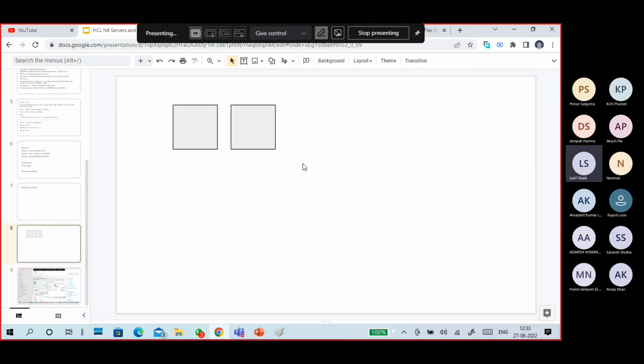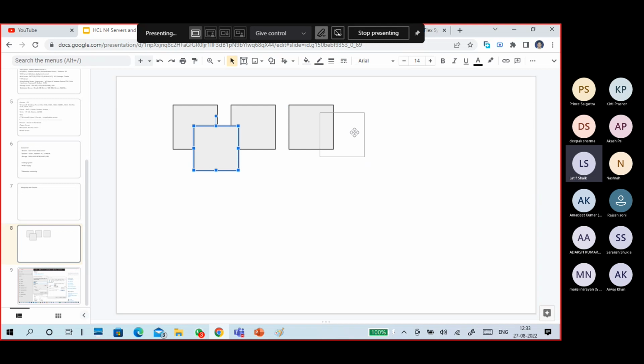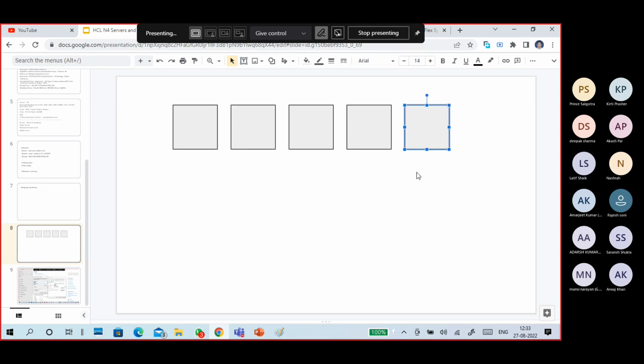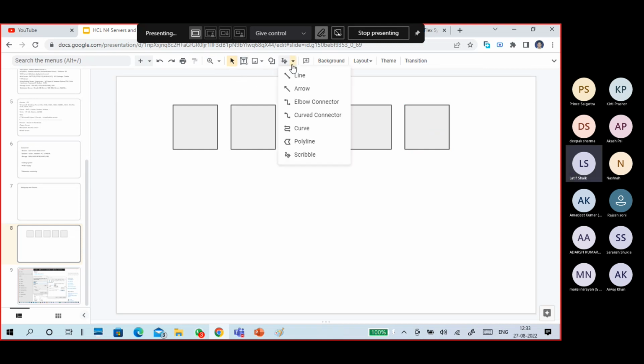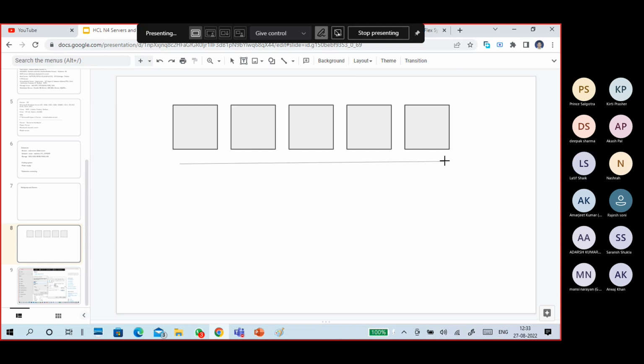Similarly, I am putting all these PCs side by side. Here I have 4 or 5 systems, all in a work group. Because we are discussing work group and domain, I'm not going into exactly what a work group is.